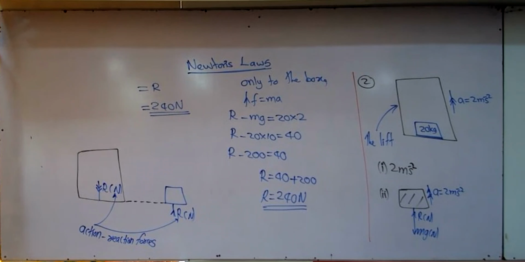Forces always come in pairs. The lift gives a force of capital R Newton to the box. Then the box gives an equal and opposite force of R Newton to the lift. Action, reaction force. One R is acting upward, the other R is acting downward.